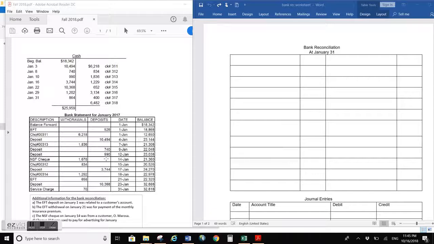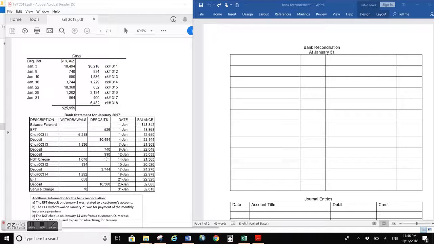There's also mistakes we've made. It's very easy to make a mistake. By checking it against the bank account, we can pick up on those mistakes. There's also things that have happened throughout the month that we probably don't know until we actually look at our bank statement. So we'll also pick out those things.